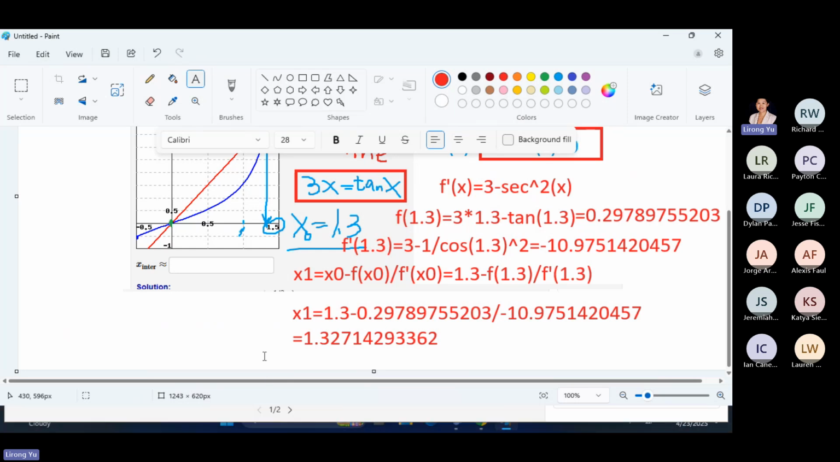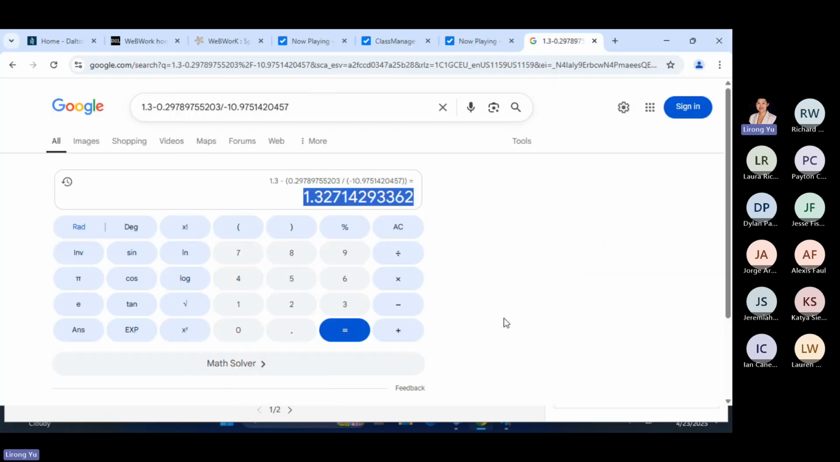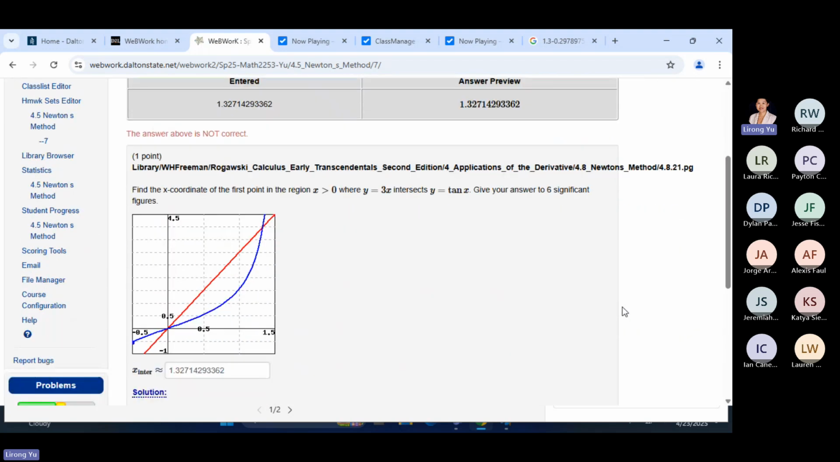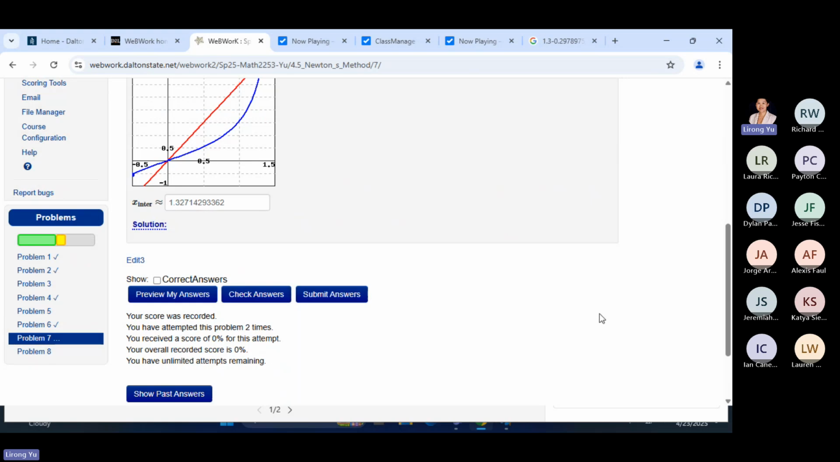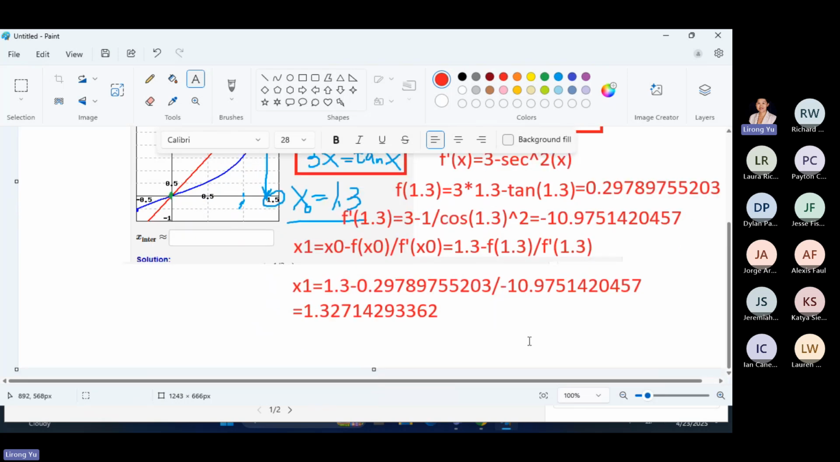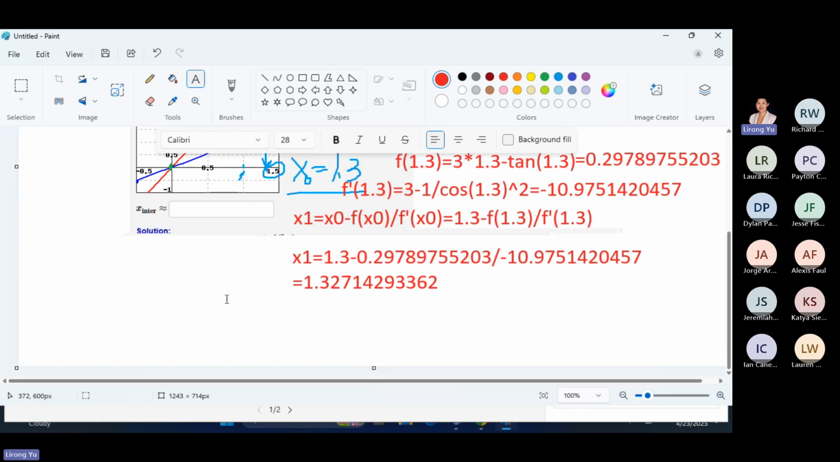And now we have our x1. x1 is a little bit better than 1.3. 1.3 is close, but it's different. So now I'm putting that one in, so I don't have to try a second time. So that will be trying Newton's method one time. And then let's try it one more time.